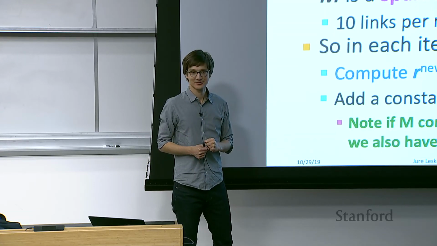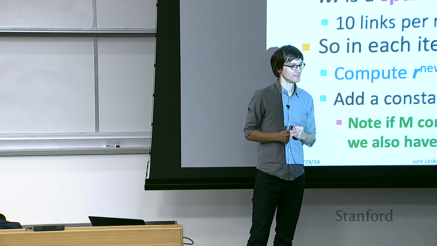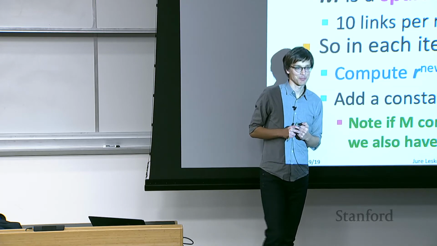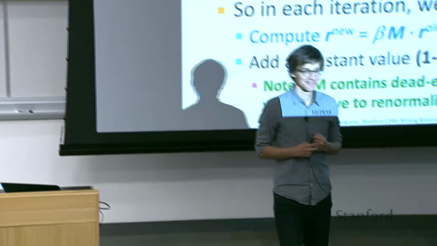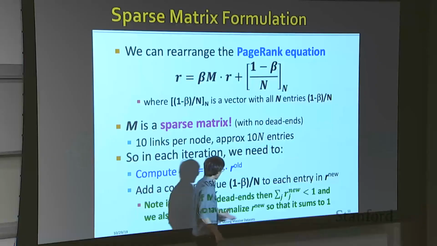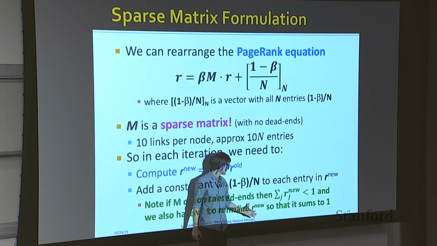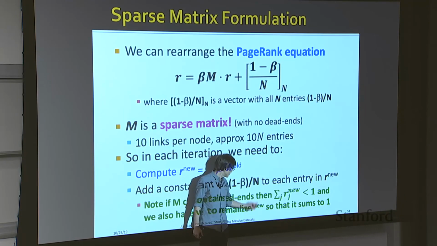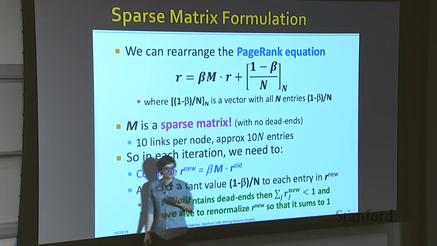Yes? How do we quantify the leak amount? The leaked amount depends on how many dead ends there are. If there are no dead ends, nothing will leak. So you just reinsert it. It's part of the algorithm.